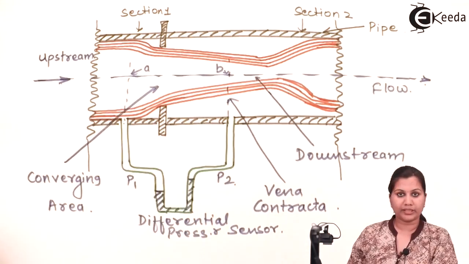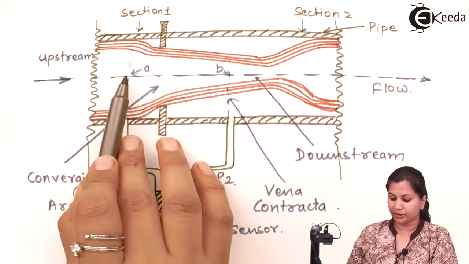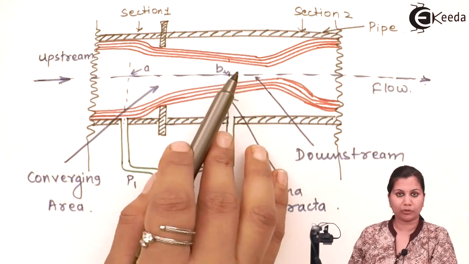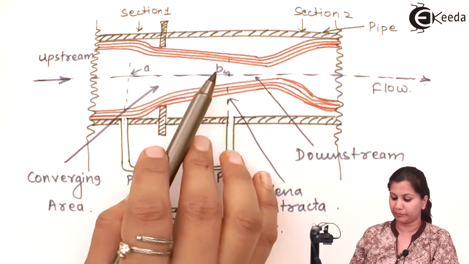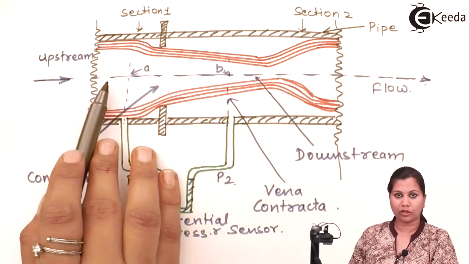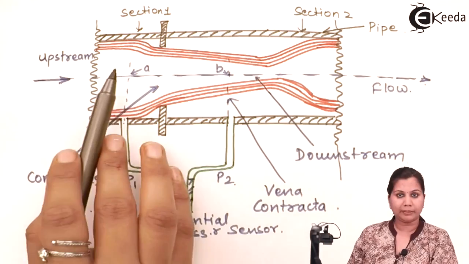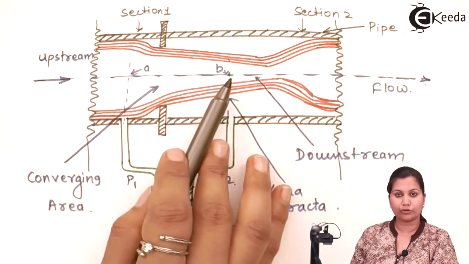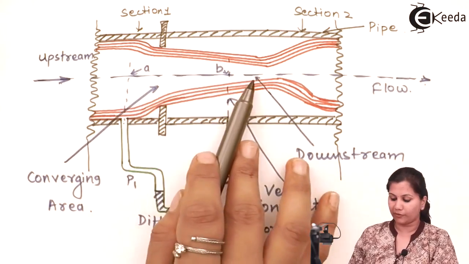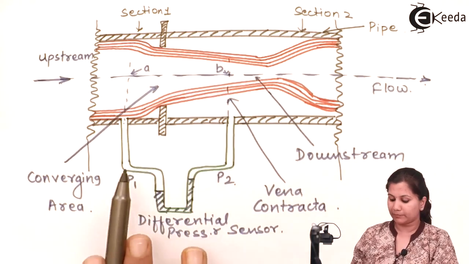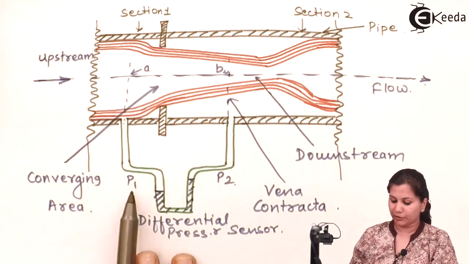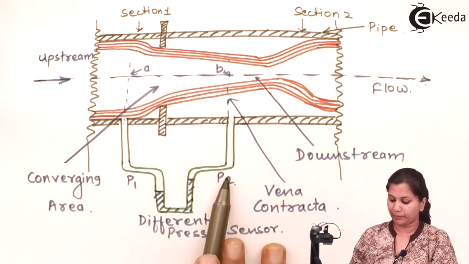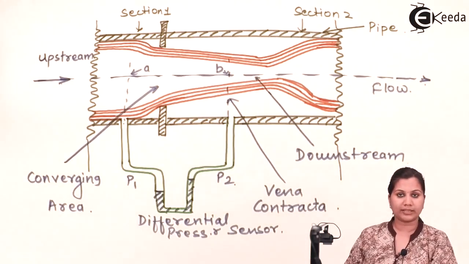Now when the fluid is moving here, because the maximum restriction is being provided here, the velocity will be maximum and pressure will be minimum. Here it will have a minimum velocity, so pressure will be maximum. So there is a pressure drop here due to this orifice plate, and this pressure drop is measured by this manometer. At this position the pressure will be P1, at this position the pressure will be P2. So by using the formula we can find out the flow rate.